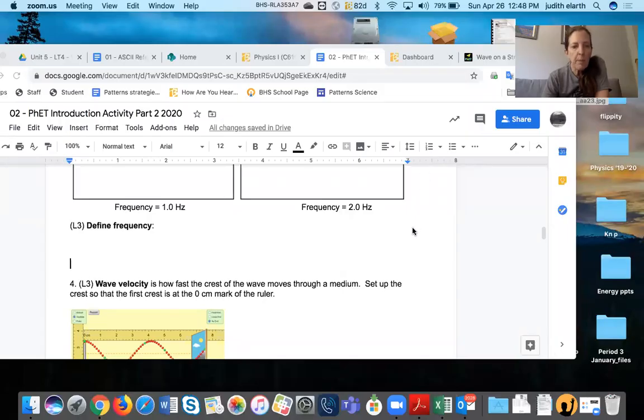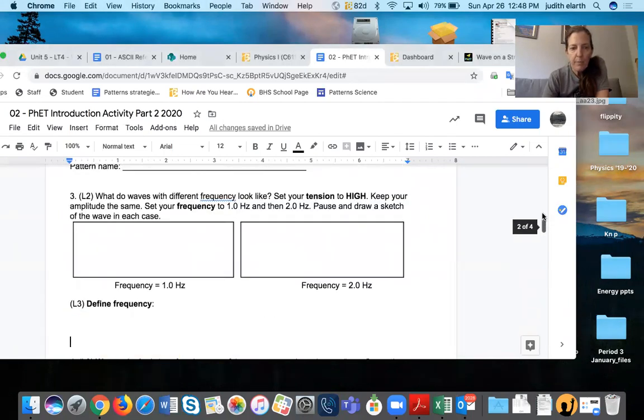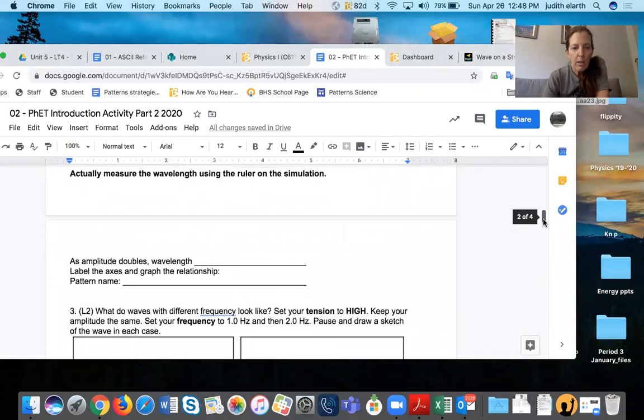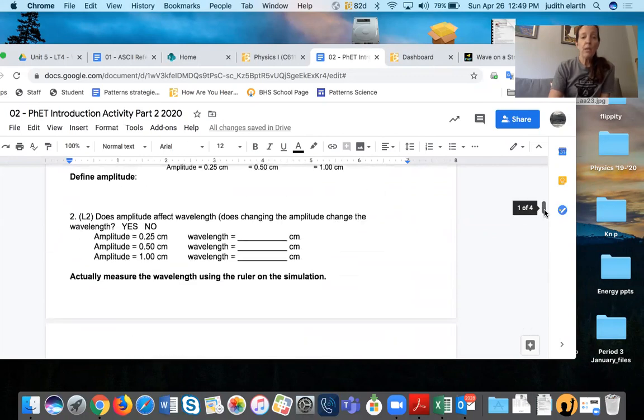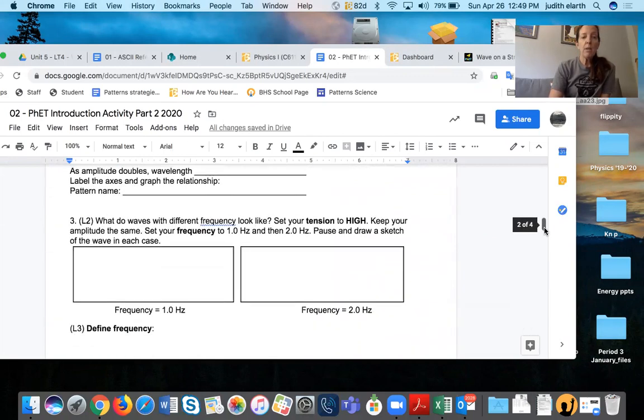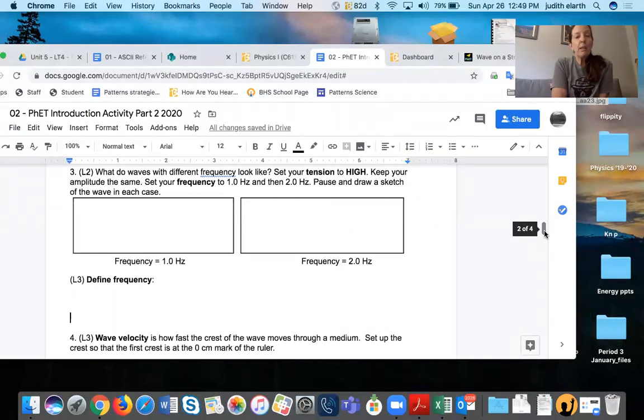So on this page, you can define frequency, I think, already. But down here, it says, okay, what do waves with different frequencies look like? And so it asks you to set your tension to high and keep your amplitude the same. It doesn't matter what your amplitude is, just make it big enough you could actually see it. And so you set your frequency to 1 and then frequency set to 2. So here's how we're going to do that.